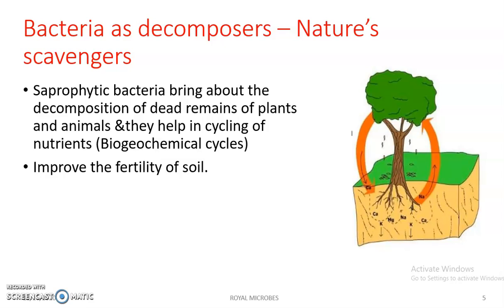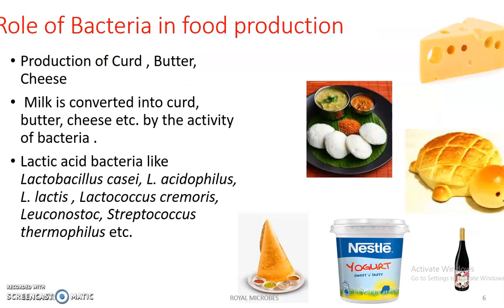Next is bacteria as decomposers. Saprophytic bacteria are seen in our environment. They play an important role in the decomposition of dead remains of plants and animals. Thereby, they play an important role in mineral recycling. And this also improves the fertility of the soil. We have already heard about biogeochemical cycles, and all these cycles are increasing the fertility of the soil, or they are playing an important role in mineral recycling.